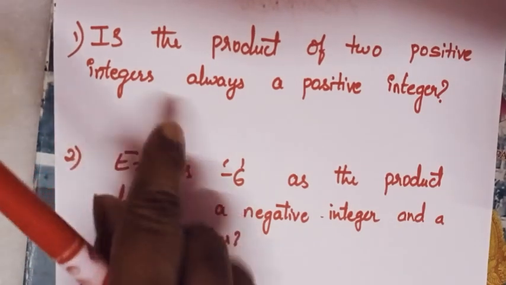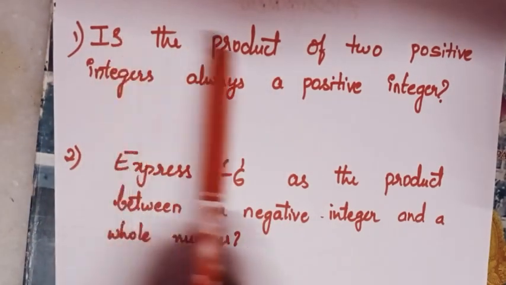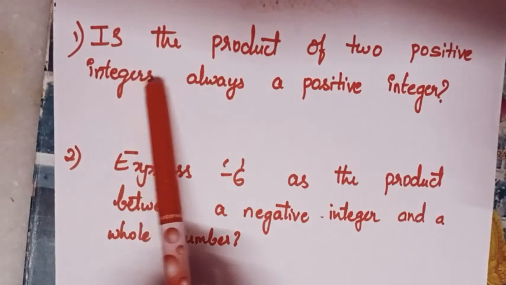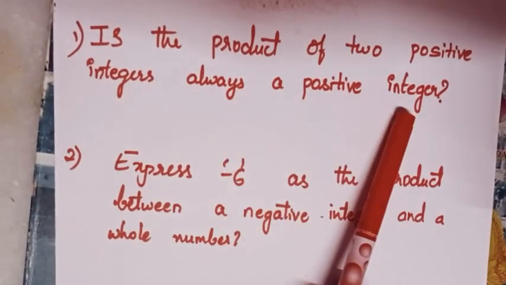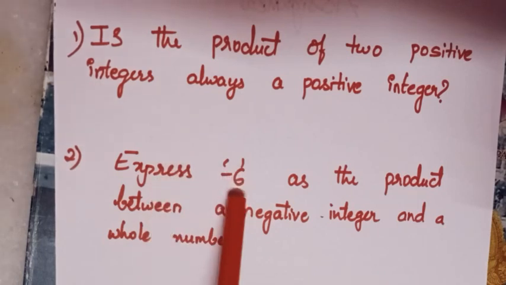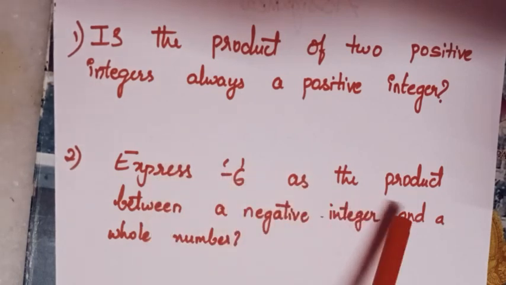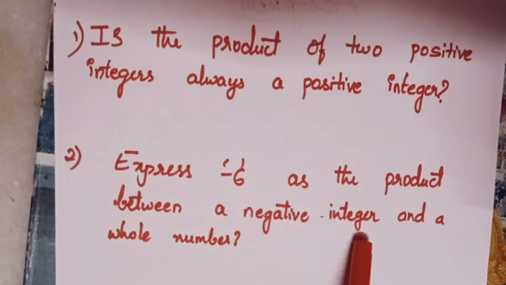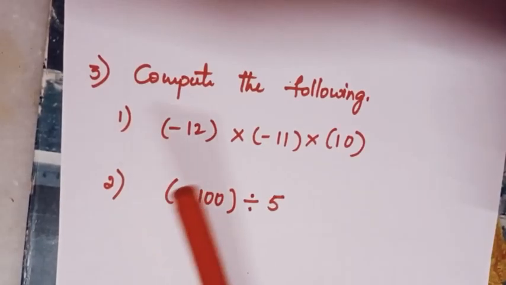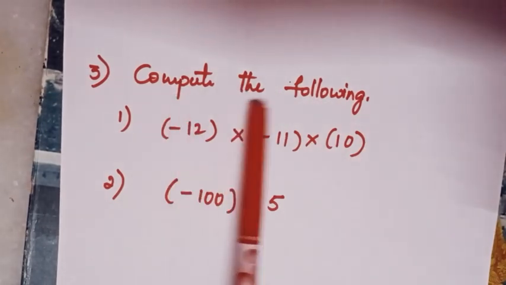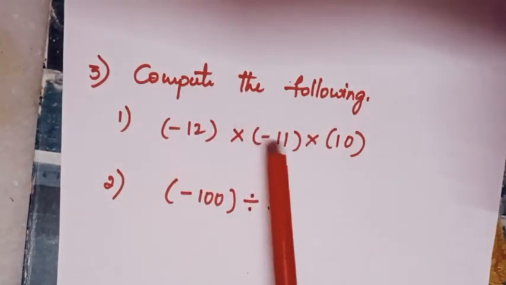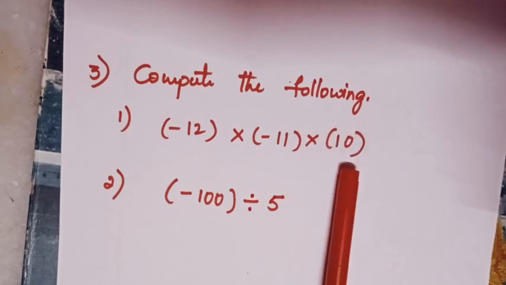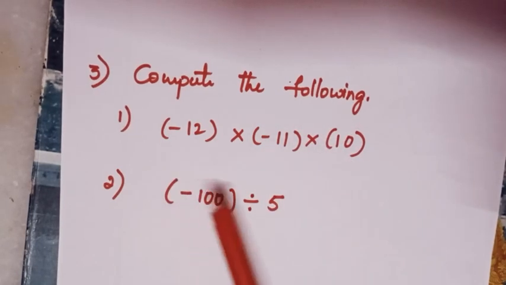Children, go for these following questions. Is the product of two positive integers always a positive integer? Think, children. Express minus 6 as the product of a negative integer and a whole number. And children, compute the following: minus 12 into minus 11 into 10. Next one, is minus 100 divisible by 5?